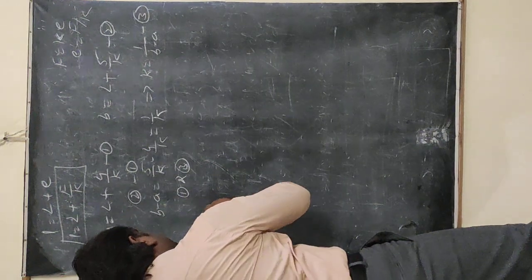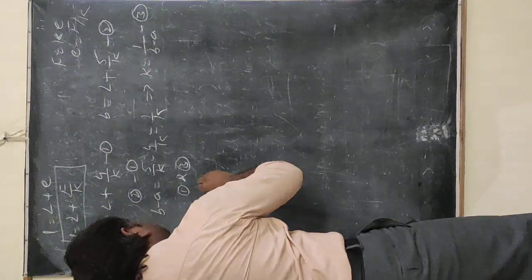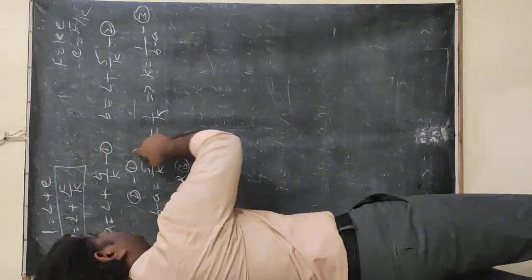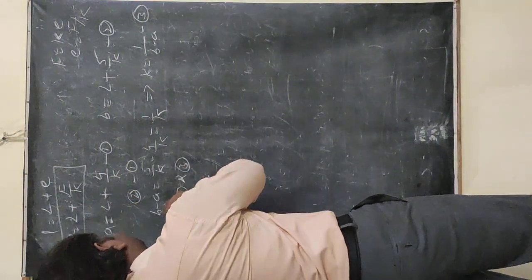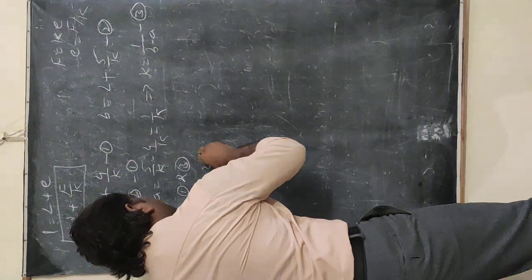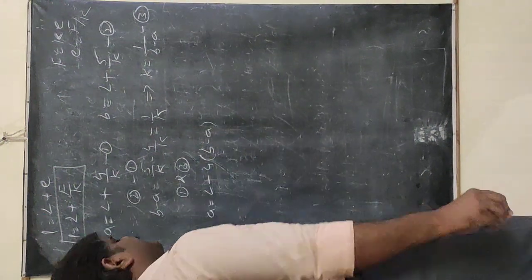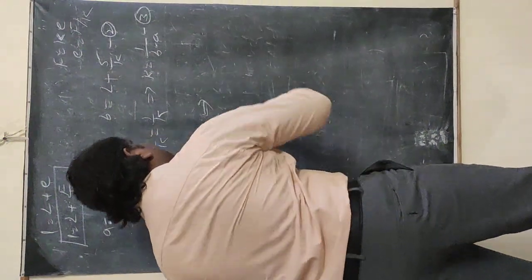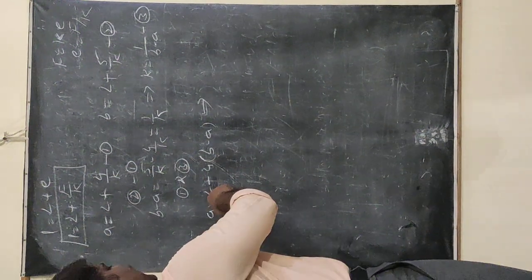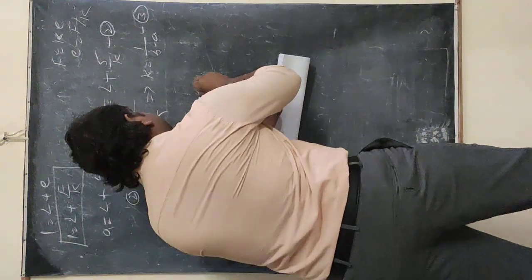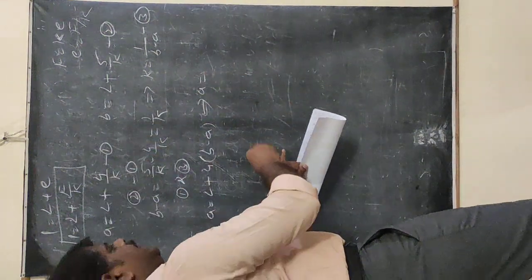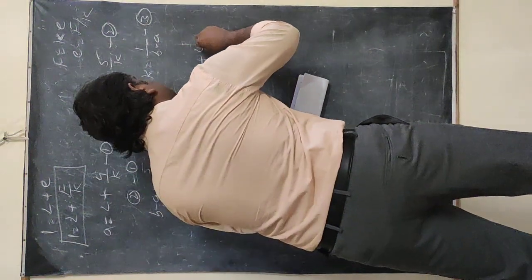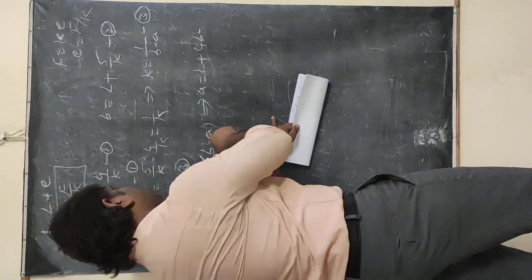Let us say A is equal to L plus 4 by K. That means 1 by K is B minus A, so 4 by K is 4 into B minus A. So A is equal to L plus 4B minus 4A.